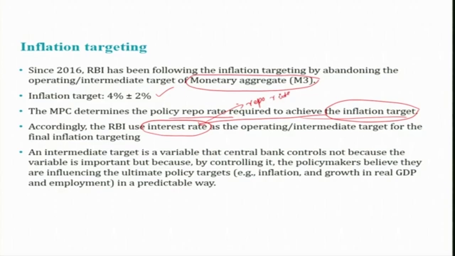Remember an intermediate target, for which I have given a definition here, is a variable that the central bank controls, not because the variable is important. For example, the repo rate here is not the final outcome variable. Rather, by controlling it, policymakers believe they are influencing the ultimate policy targets, that is inflation, growth in real GDP, and employment, in a predictable way.